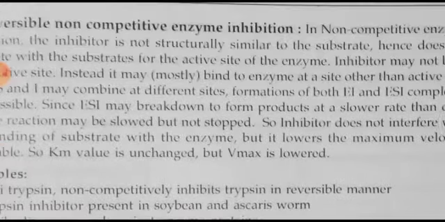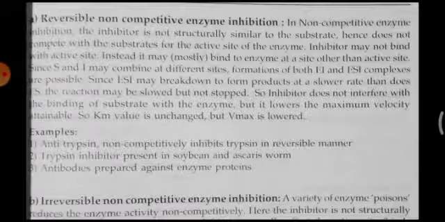So, reversible non-competitive enzyme inhibition. In non-competitive enzyme inhibition, there are two types: reversible and non-reversible, or irreversible. Let us see reversible, which is also called that backward process, where the inhibitor will bind and then again it will get converted to enzyme plus free inhibitor.